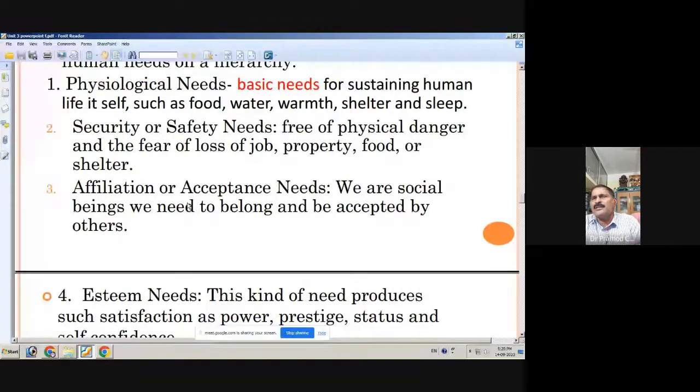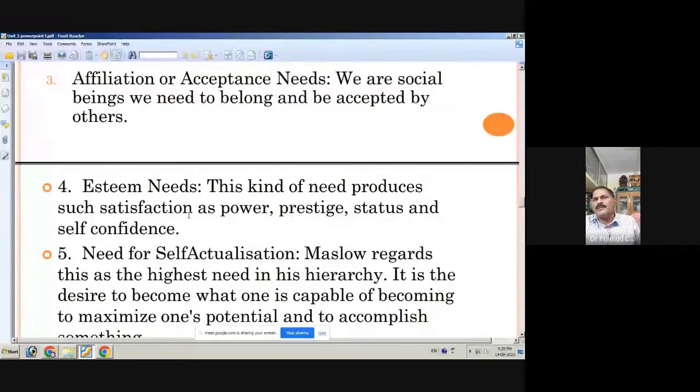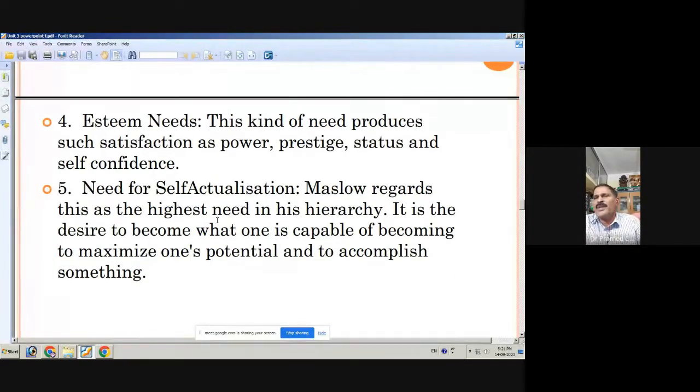First is physiological needs. Next, security or safety should be there, and there should be acceptance. Then after the acceptance, we will have to know the esteem needs. Esteem means, after fulfilling our needs, this kind of need produces such satisfaction, whether we are energized, whether we get power, get prestige, whether there is status of ourselves, whether we are getting self-confidence. That is the esteem need. We must be very self-conscious. We say self-respect. When we consider self-respect, then definitely we will not do anything wrong in the society.